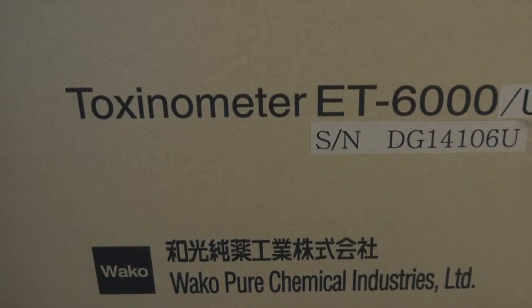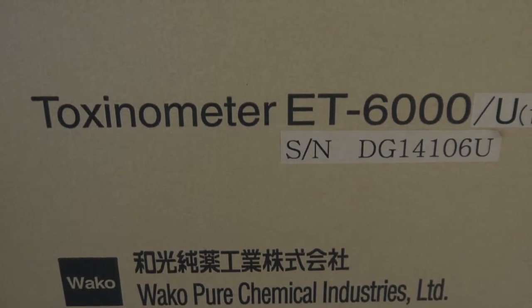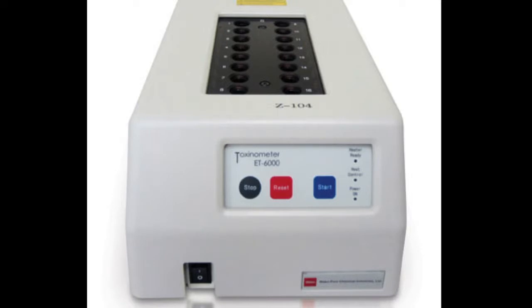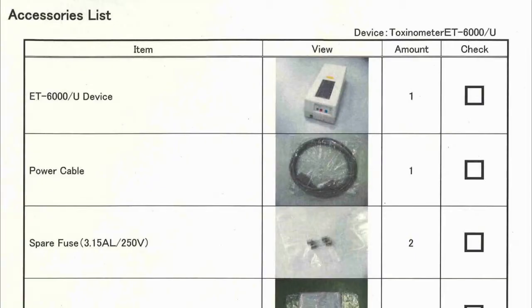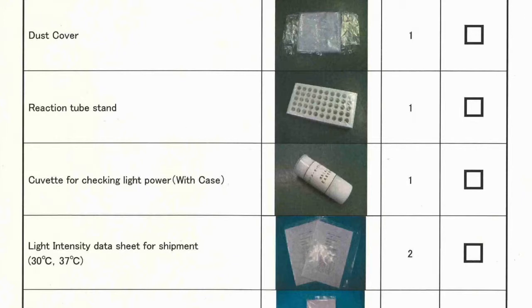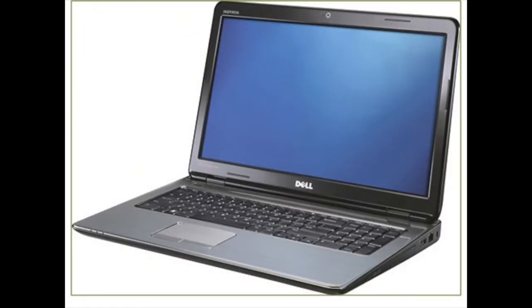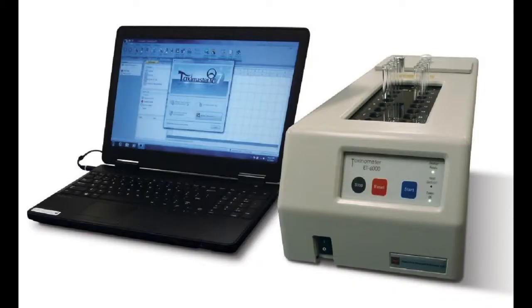Once you have received your ET6000, you will find within the box the ET6000 module, the Toximaster QC7 software, along with other items such as power cords, spare fuses, USB connectors, and instruction manuals. In addition, you receive a Dell laptop optimized for maximum performance when using the ET6000.